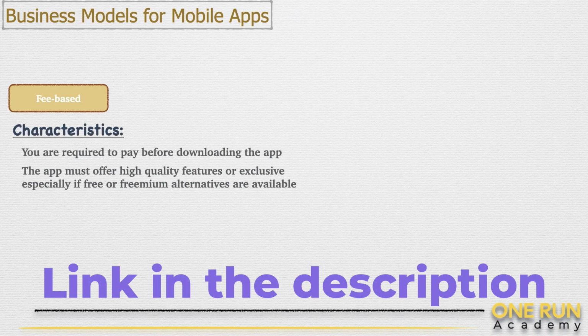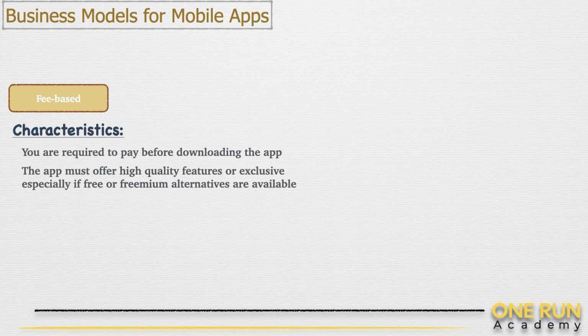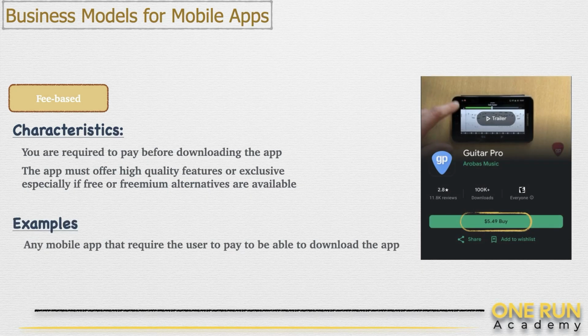The last business model for mobile apps is called fee-based apps. Apps belonging to the fee-based model require users to pay in order to be able to download the app in the first place. Users are usually very careful when it comes to paying for something they do not know. So the application must be well known and offer high reputation features in order for users to buy it. So you can see this app, which is called Guitar Pro, that requires users to pay 5.49 just to allow them to download the application. You must be very careful with this model, as any decent free or ads-based alternative will probably cause your app not to do well when it comes to sales.